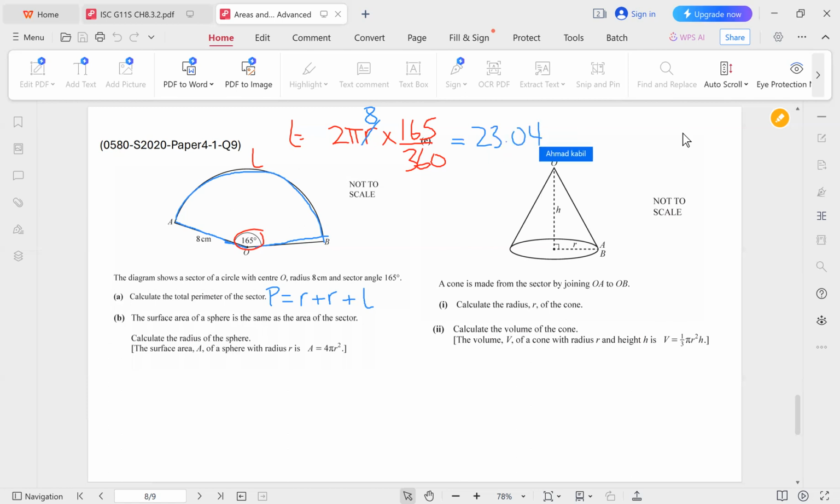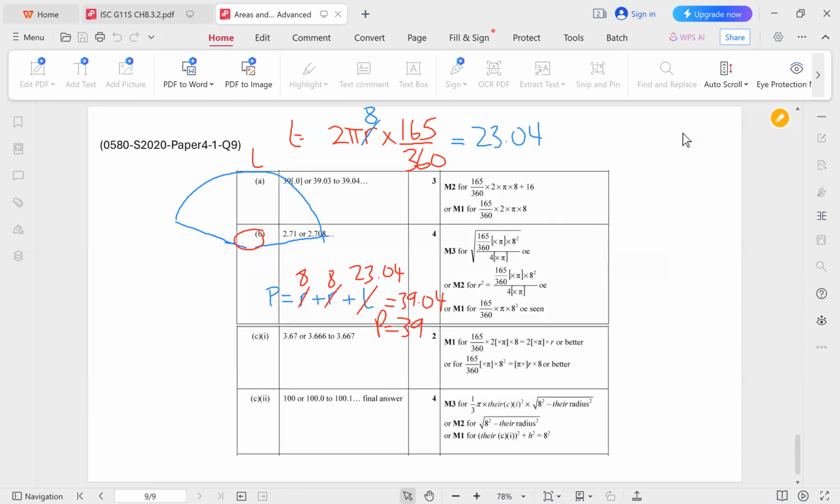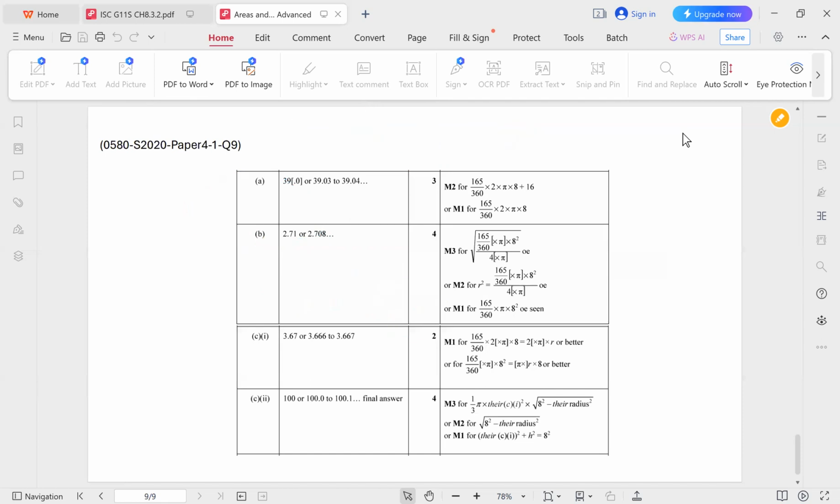So now that we know L, we can just plug in the values. So R is 8, the other R is 8 as well, and the L is 23.04. So the final answer would be 39.04, or maybe even just 39 to 3 significant figures. Let's check the marking scheme. In question A, the total perimeter is, in fact, 39.